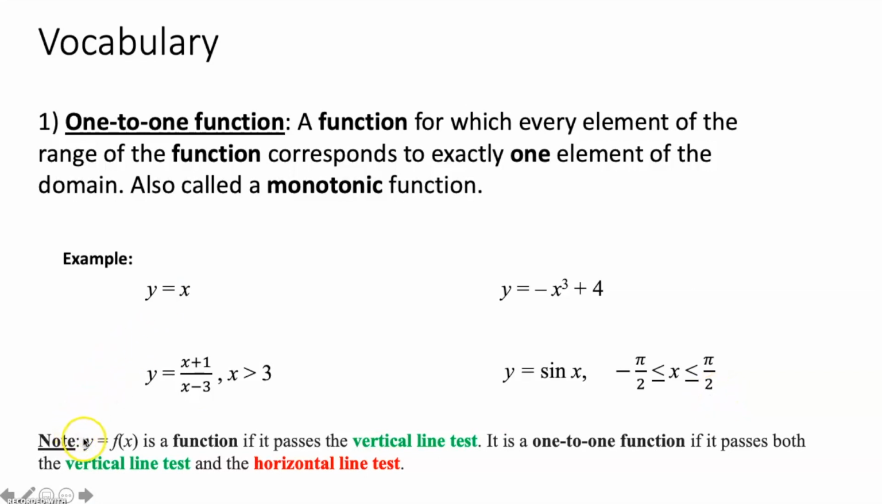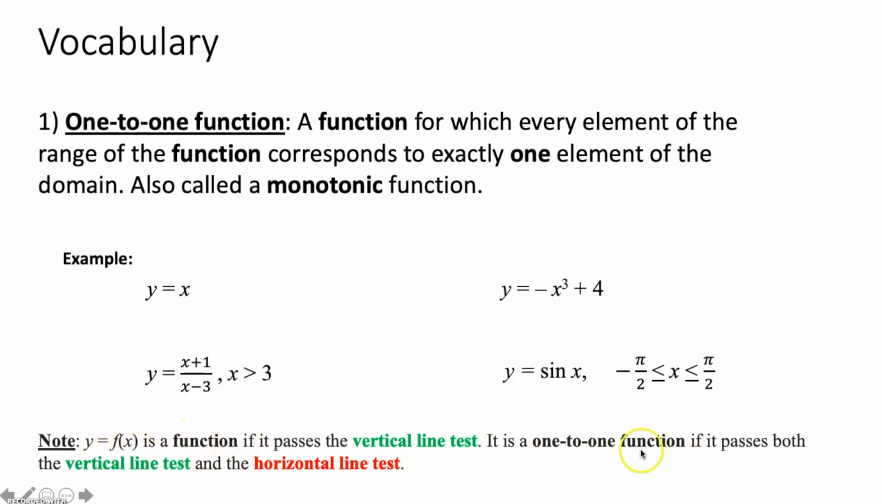Also note that y equals f of x is a function if it passes the vertical line test. We learned this in Algebra 1. Let's say we graph y equals f of x. If we take a vertical line, a vertical straight edge, and move it across the graph of y equals f of x from left to right, and it doesn't touch the graph at two or more points at the same time, then you know y equals f of x must be a function.